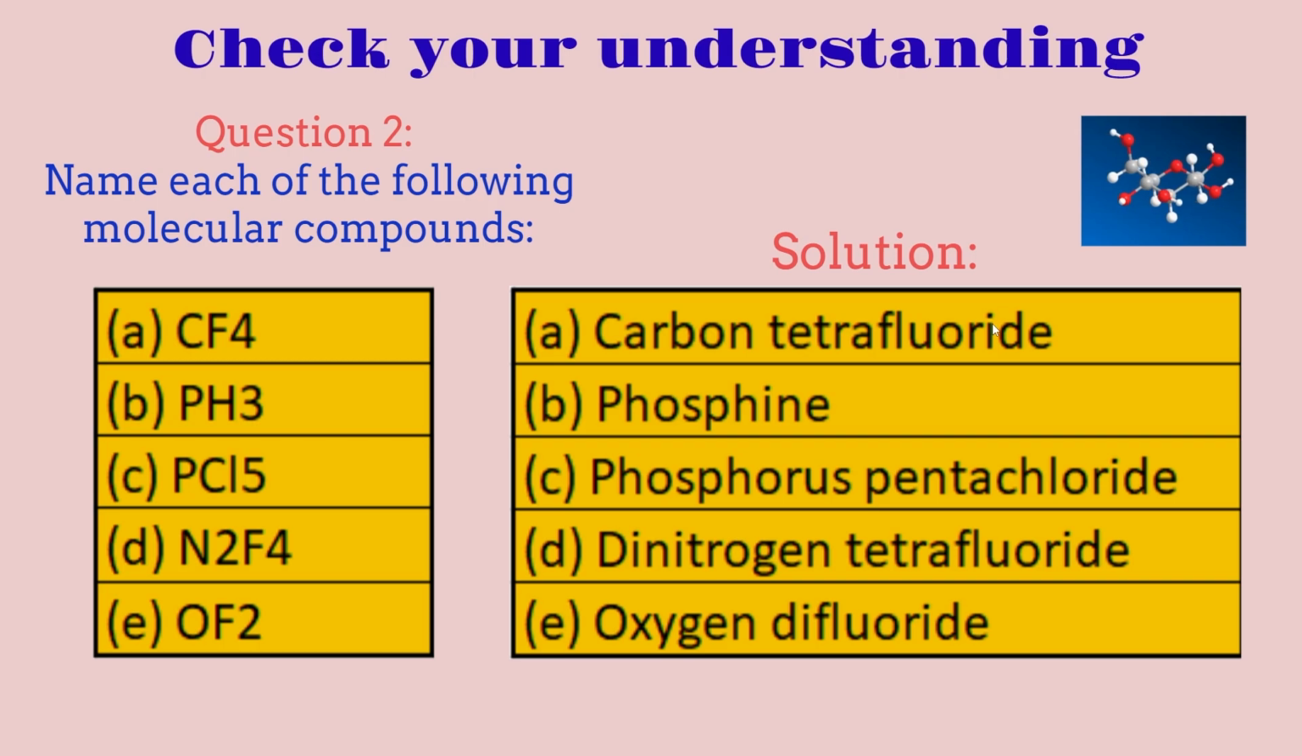For the next one, we have PCl5, which is phosphorus pentachloride. For the letter D, we have N2F4, which is dinitrogen tetrafluoride. And finally, for the last one, we have oxygen difluoride.